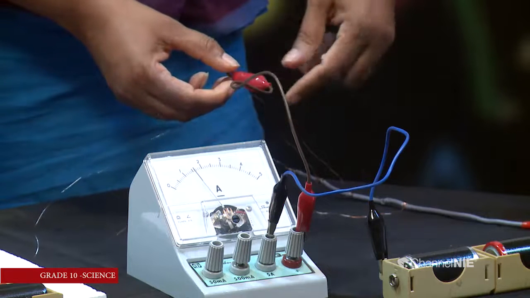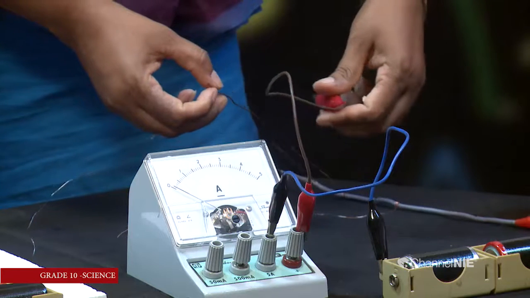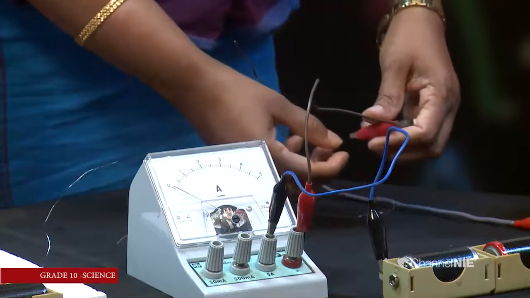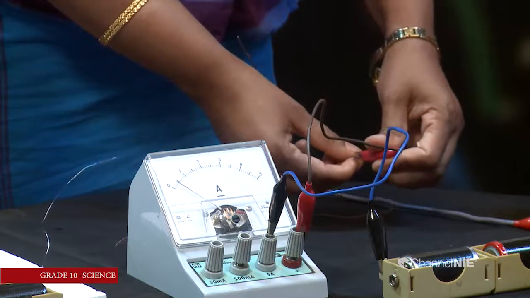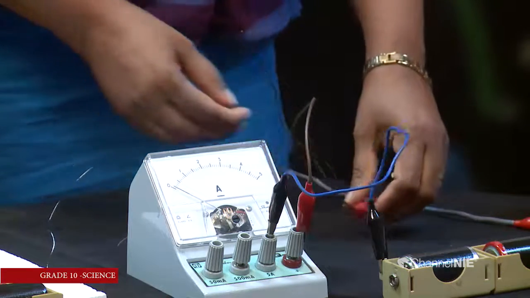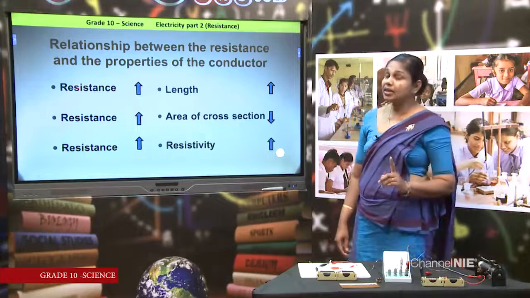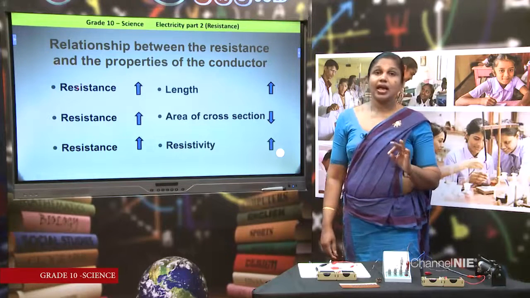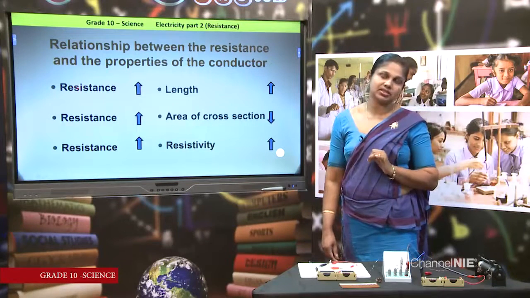Now, I am connecting to a wire with high cross-sectional area. Now, I am connecting to the same copper wire with a less cross-sectional area. See the reading. See the difference, children. Now, I think you got a very good understanding about how the factors length, cross-sectional area, and material composition of a conductor affect the resistance.